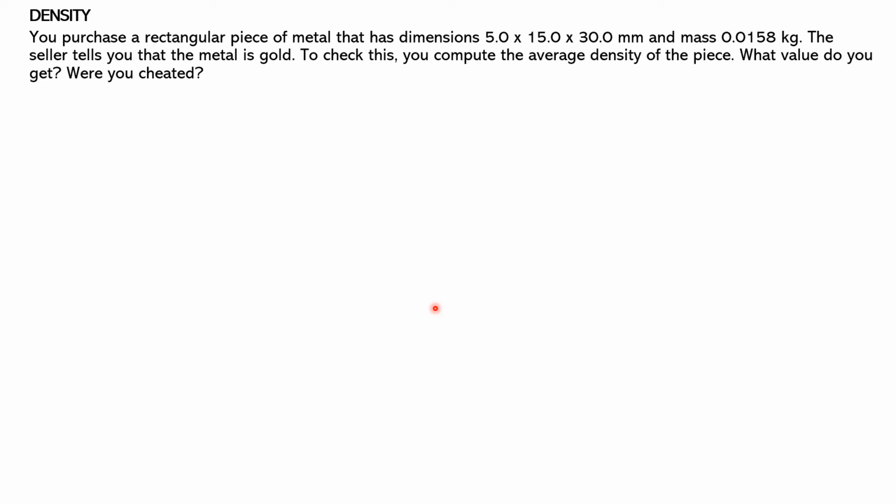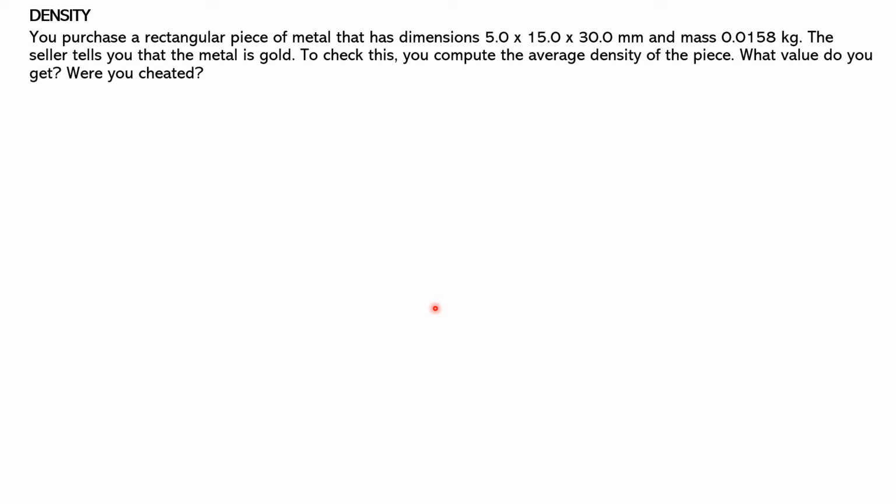The problem is: you purchase a rectangular piece of metal that has dimensions of 5 by 15 by 30 millimeters and a mass of 0.0158 kilogram. The seller tells you that the metal is gold. To check this, you compute the average density of the piece. And what value do you get?